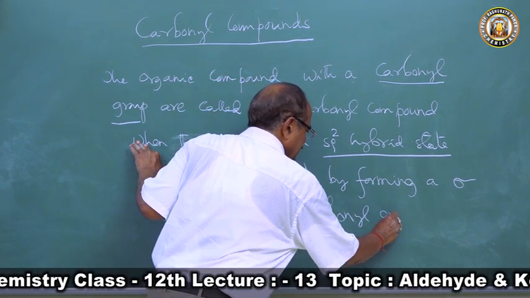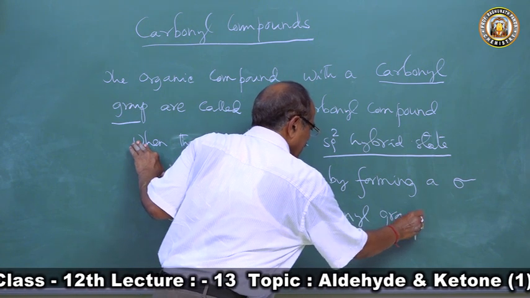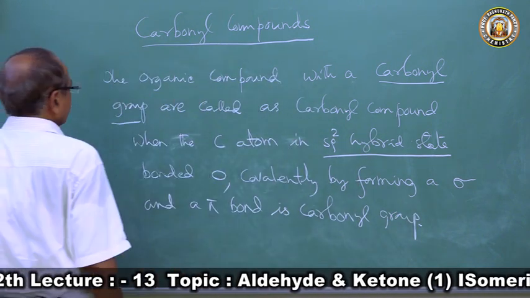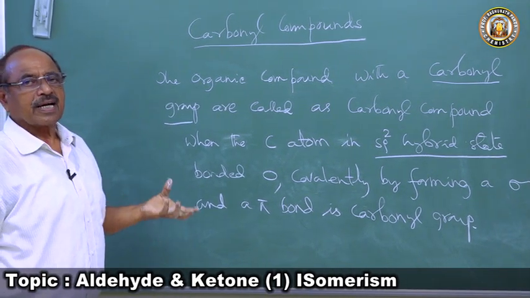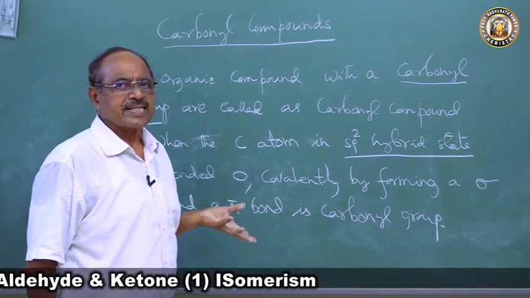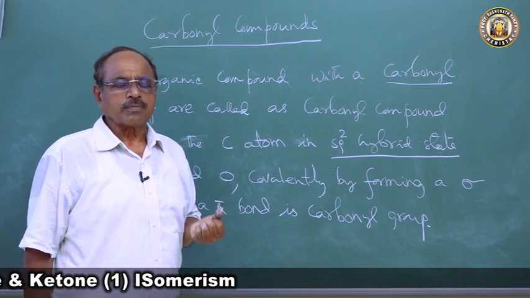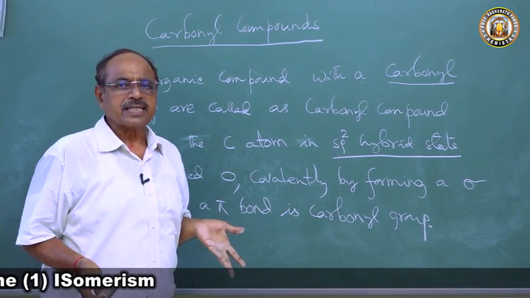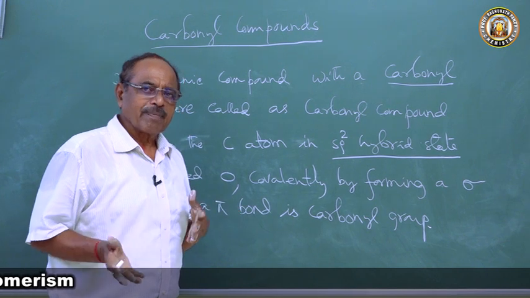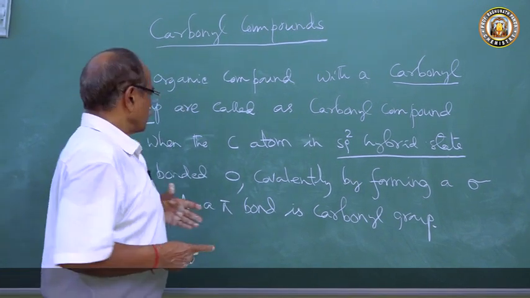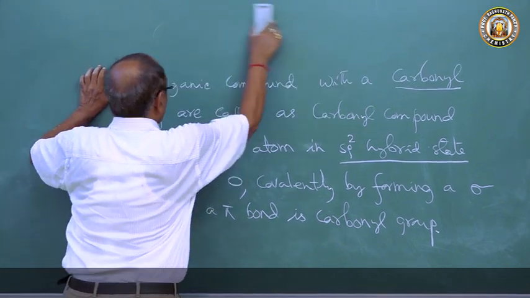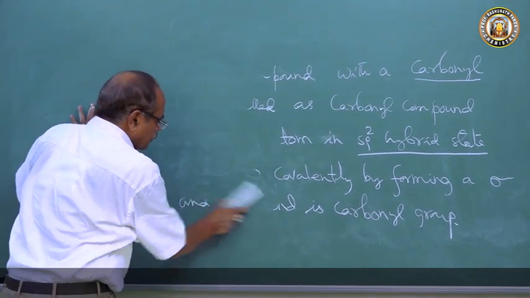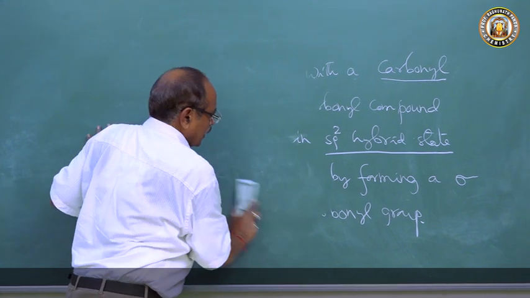I am telling this because, for a board exam student, what is a carbonyl group may be a question to you. When the carbon atom in the sp2 hybrid state is bonded to an oxygen atom, which is also in the sp2 hybrid state, by a sigma and a pi bond, the group is called a carbonyl group. And compounds containing the carbonyl group are called carbonyl compounds.